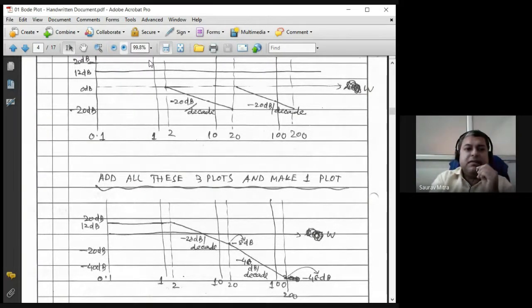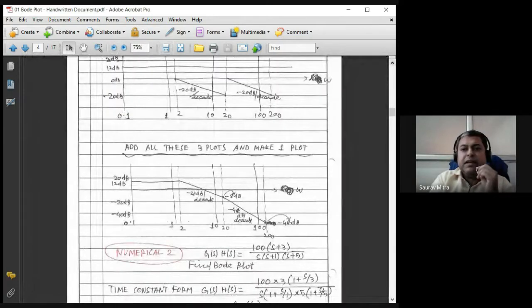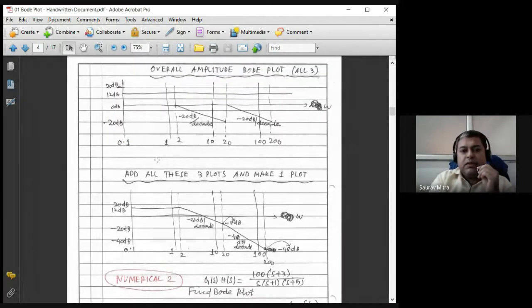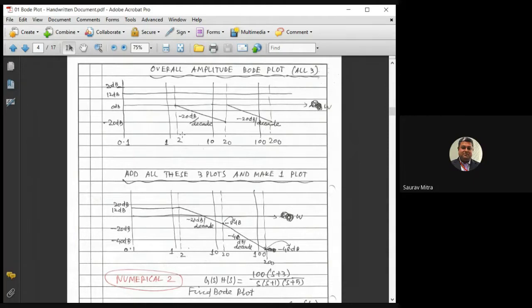Students find it difficult, but I'm telling you it is not at all difficult, because there are three frequency ranges. From 0.1 or whatever up to 2, there is only the 12 dB line. If you see the resultant graph below, the top shows the separate graphs. So you can see three separate graphs here.